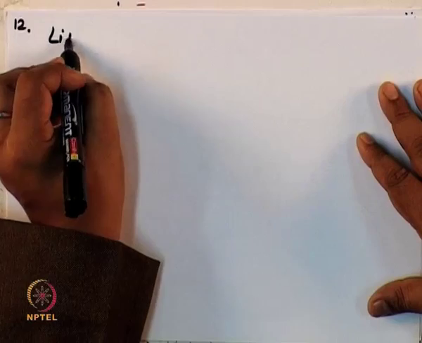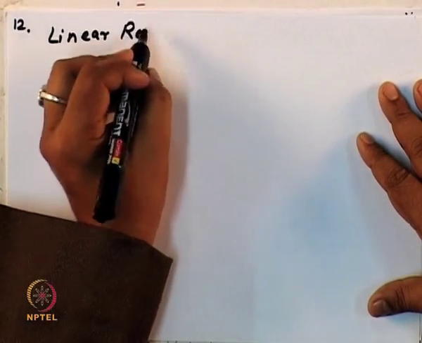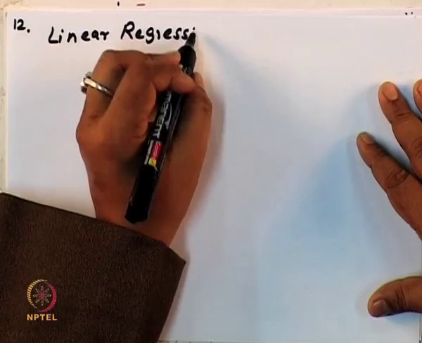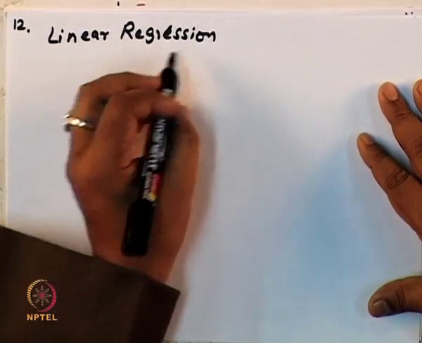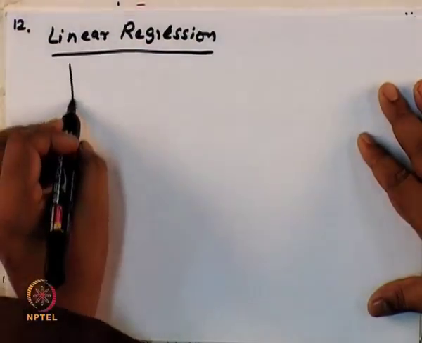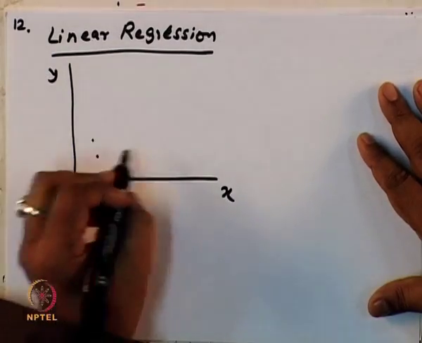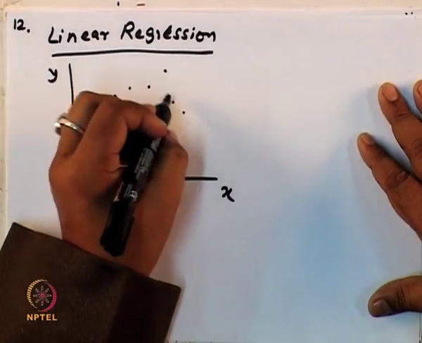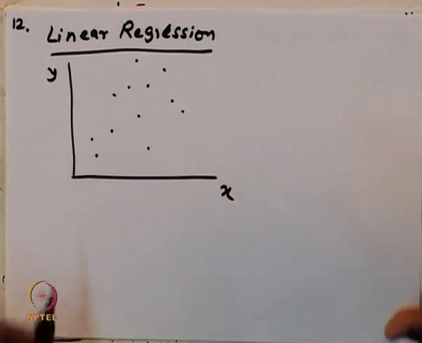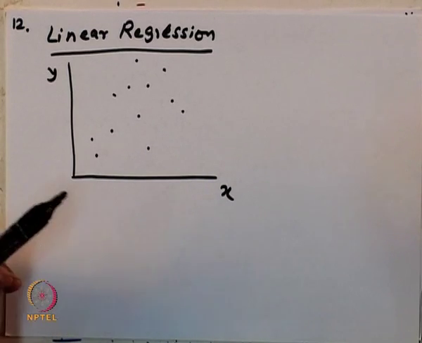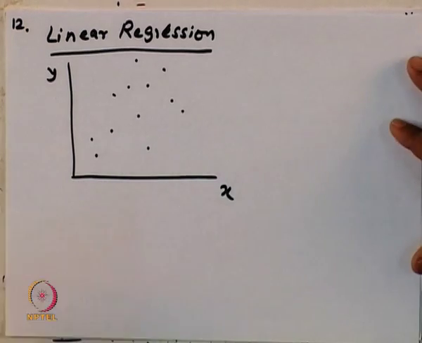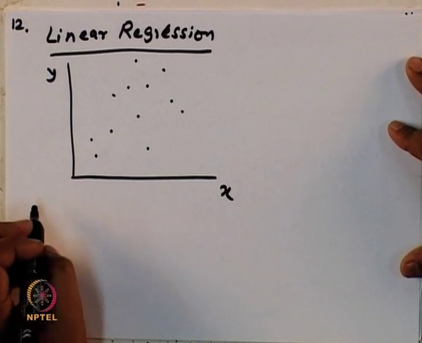So, we can also use Anova for linear regression, which we had done long back. What is linear regression? Imagine you have two variables x and y, and you plotted the points together. This is the raw data of x and y, and the question you wish to ask is, are x and y linearly related?